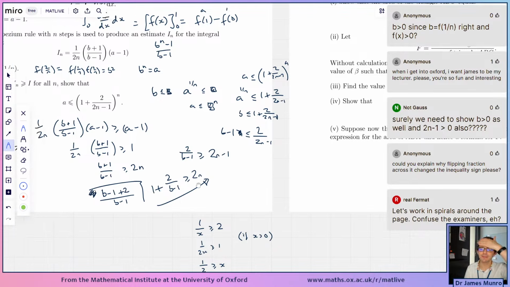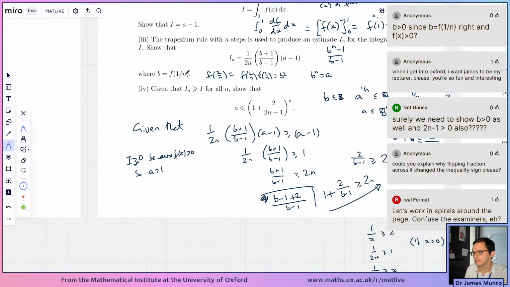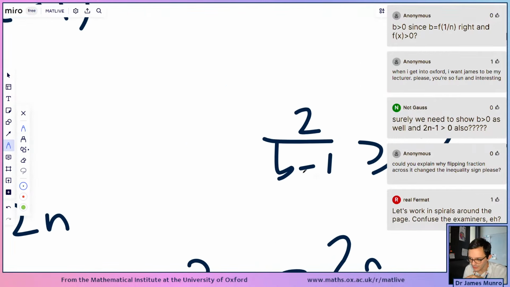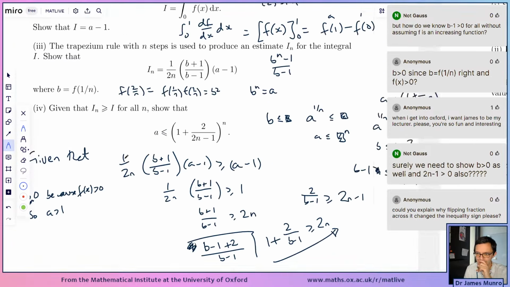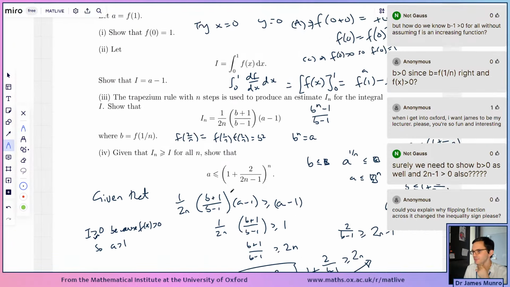Oh right, b is f of 1 over n, much better reason. So b is bigger than 0 because b is f of 1 over n. I actually need b to be bigger than 1, if I'm being careful, so check that this thing works. I bet there's no marks for saying that b is bigger than 1. This kind of caution, if I've learned anything about 2013, 2014.